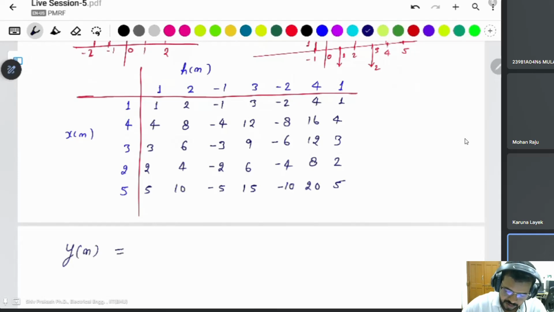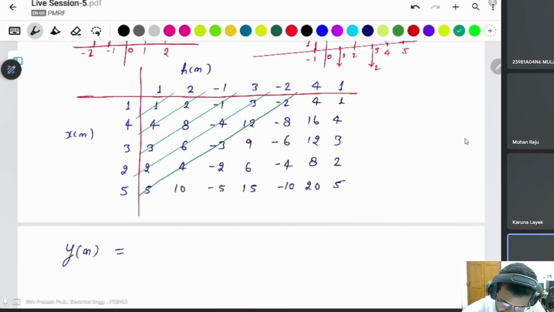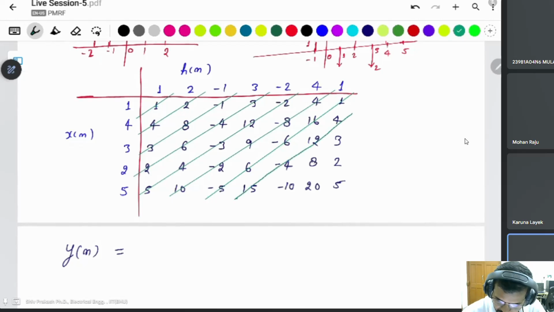Now we have to add these things in a diagonal way, like that. Look, simply add all of the things.